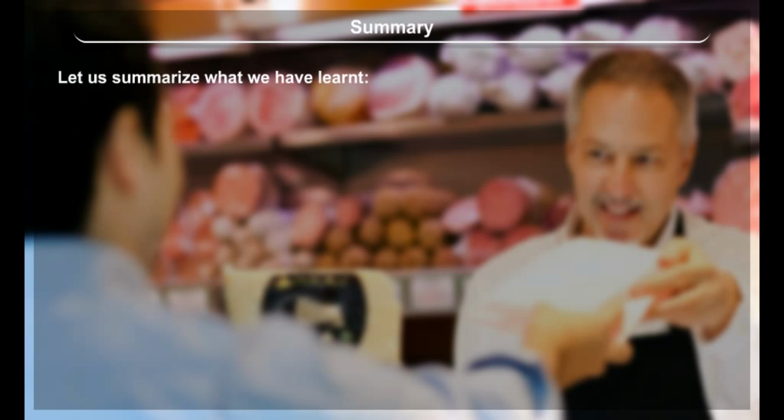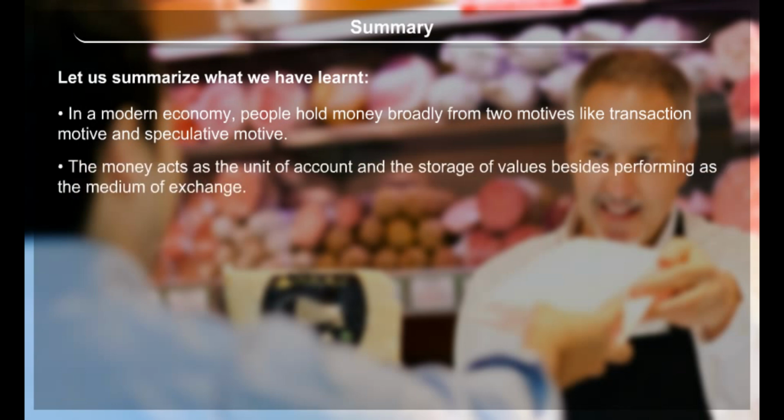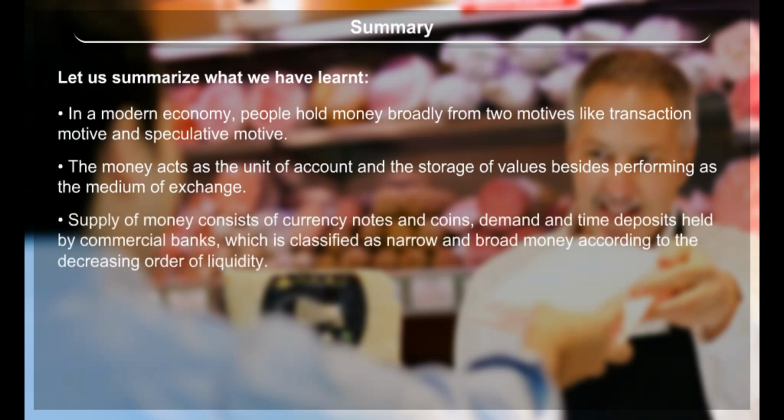Summary. Let us summarize what we have learned. In a modern economy, people hold money broadly from two motives, the transaction motive and the speculative motive. Money acts as the unit of account and the store of value besides performing as the medium of exchange. Supply of money consists of currency notes and coins, demand and time deposits held by commercial banks, which is classified as narrow and broad money according to decreasing order of liquidity.